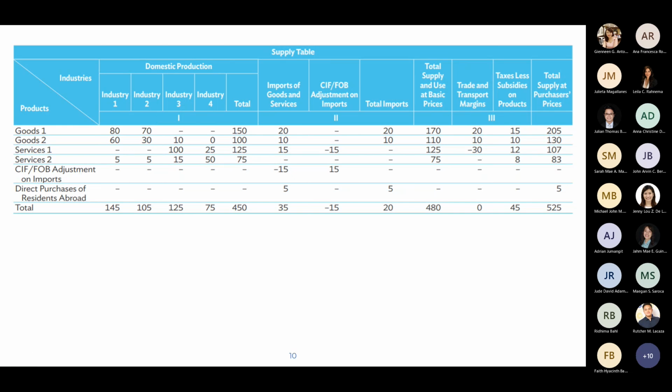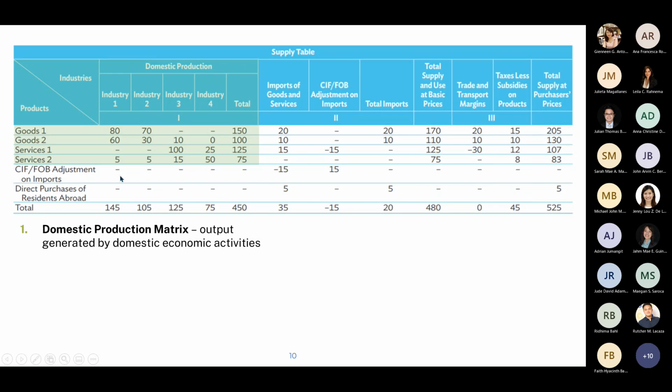So to give names to each block or portion in the supply table, let's identify them one by one. Now highlighted in green, we have the domestic production matrix, which just provides the output generated by domestic economic activity. So these are all goods and services produced domestically, measured at basic prices. Next, we have our imports matrix.